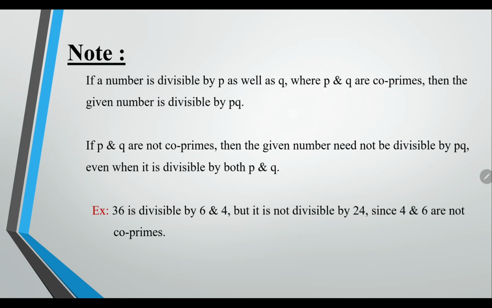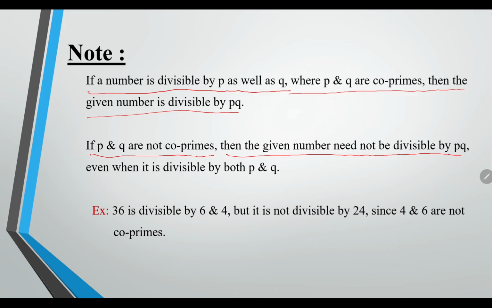Next, we are providing you an extra topic. Note: if a number is divisible by p as well as q, where p and q are co-primes, then the given number is divisible by pq. If p and q are not co-primes, then the given number need not be divisible by pq, even when it is divisible by both p and q.